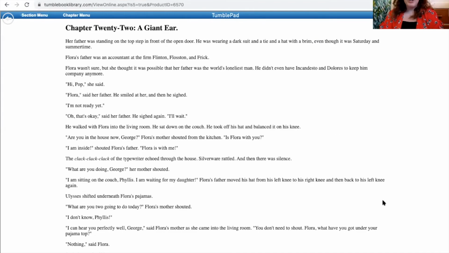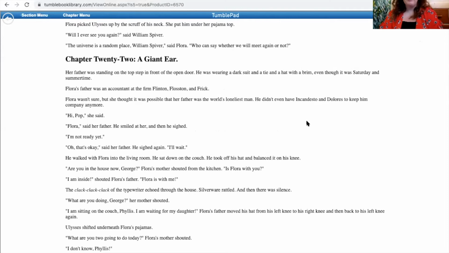Chapter 22, A Giant Ear. Her father was standing on the top step in front of the open door. He was wearing a dark suit and a tie and a hat with a brim, even though it was Saturday and summertime. Flora's father was an accountant at the firm of Clinton, Watson, and Frick. Flora wasn't sure, but she thought it was possible that her father was the world's loneliest man. He didn't even have Incandesto and Dolores to keep him company anymore.